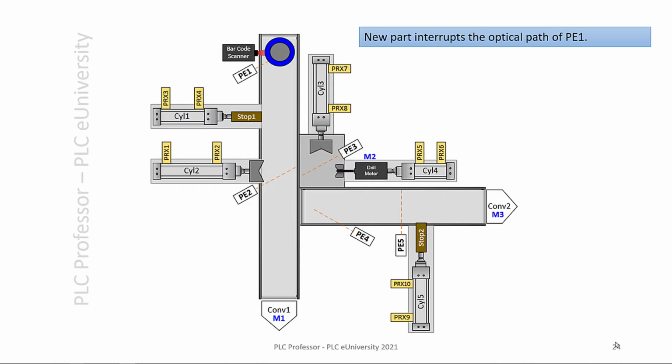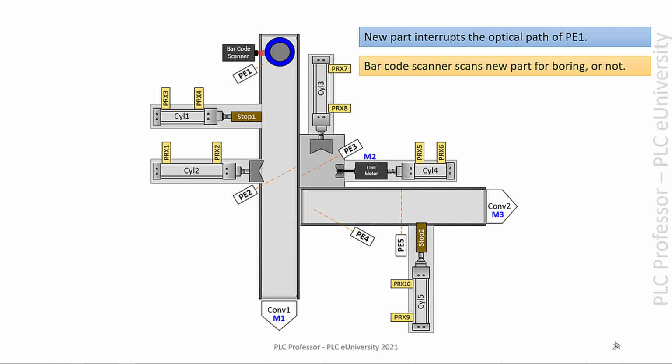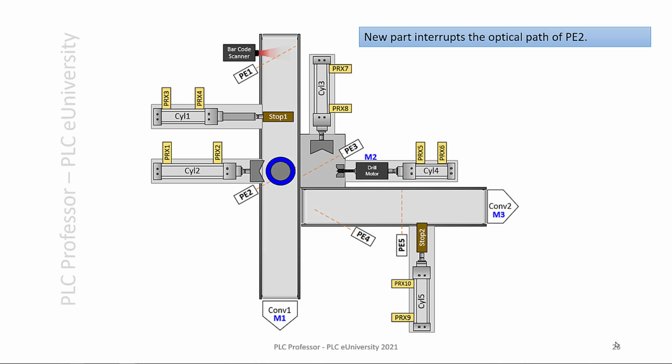So here we are. New part interrupts the optical path of PE1. Barcode scanner scans the new part for boring or not to bore. That doesn't sound like a technical phrase. Barcode indicates that boring is required, which means when the part gets down to PE2, we need to push it off into the boring station. So there it is, arriving at PE2. And because we already told our controller that this part needs bored, then cylinder 2 is poised, ready to push it off and clamp it into the boring station.